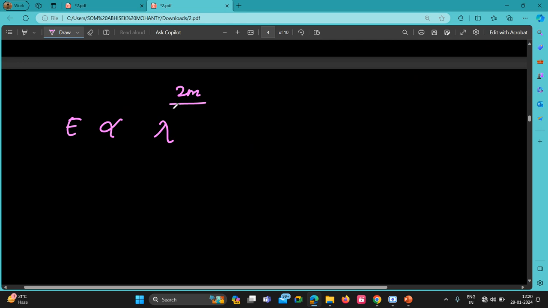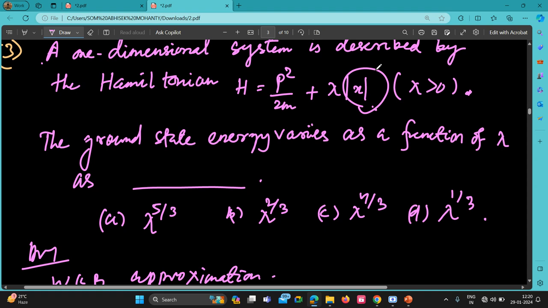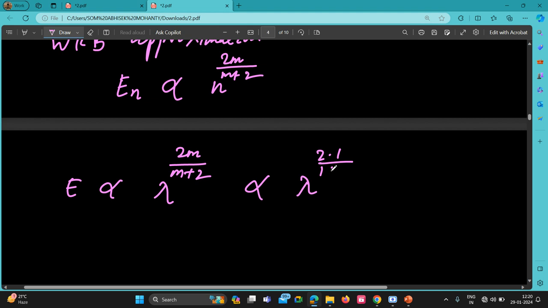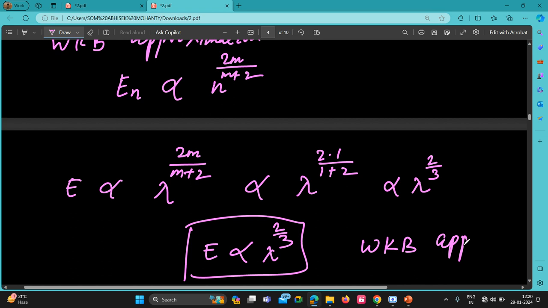What is your m here? m is actually the power of x. Power of x is 1. So I can put it here as lambda to the power 2 into 1 by 1 plus 2, so lambda to the power 2 by 3. That's the answer. A is proportional to lambda to the power 2 by 3. This comes under WKB approximation. It comes as 5 marks in NET and 1 mark in GATE. So easy question. So we better solve this type of questions.